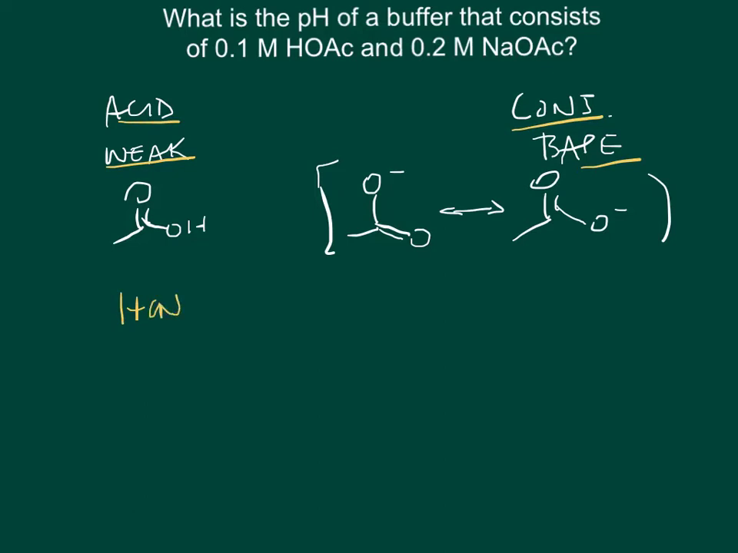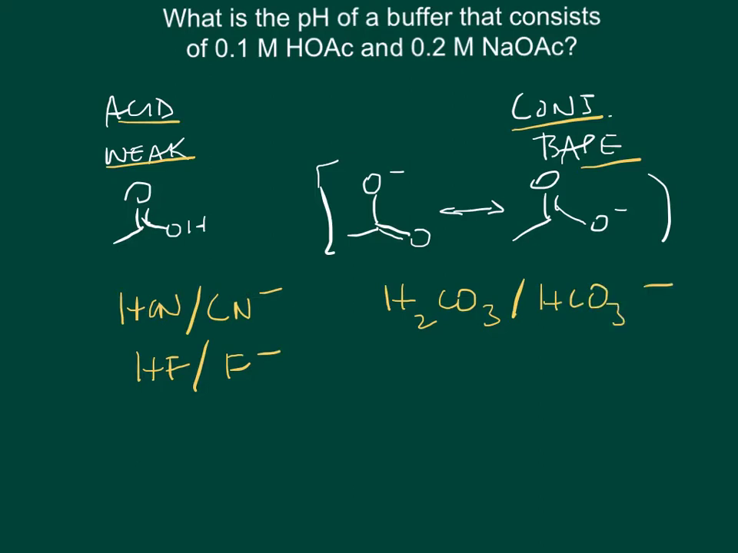Here are some examples of other good buffers. HCN is a weak acid, and its conjugate base is cyanide ion. HF is a weak acid, and its conjugate base is fluoride ion. These would all be good buffers because they consist of a weak acid and its conjugate base. For diprotics, we could think of some others. H2CO3 and HCO3 minus, that is carbonic acid and bicarbonate ion, or HCO3 minus and CO3 2 minus, would be a good buffer because it consists of the acid form, bicarbonate, and its conjugate base, carbonate ion.